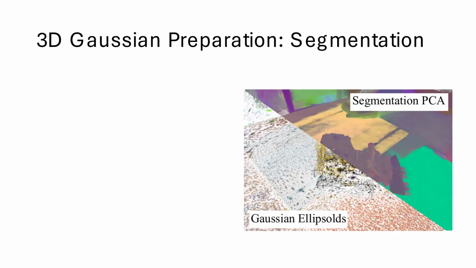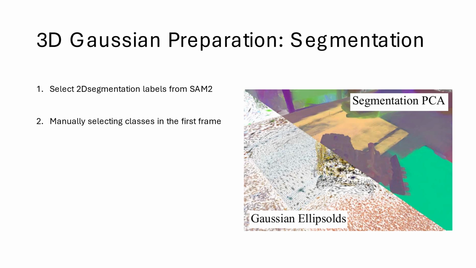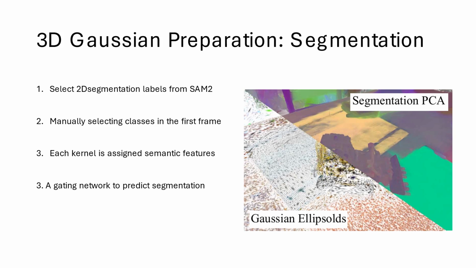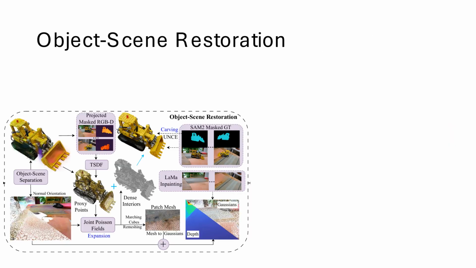Okay, and second is to do the segmentation. How do we do the segmentation? Firstly, we get the labels from SAM2 and then manually select the classes in the first frame. Each kernel is assigned semantic features and a gating network to predict the segmentation results. The right figure shows the PCA visualization results, as we can see here. We also use some local feature smoothing to make the features of neighboring points similar.